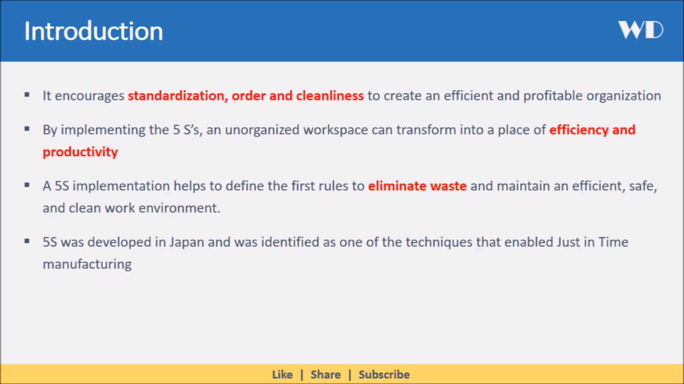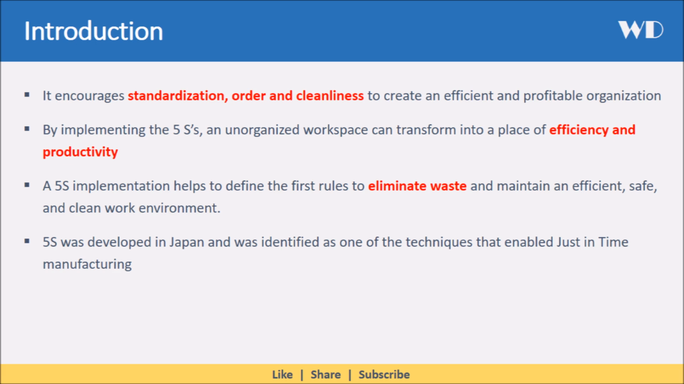5S is one of the first tools that can be applied in a company that is starting down the path of the continuous improvement culture. A 5S implementation helps to define the first rules to eliminate waste and maintain an efficient, safe, and clean work environment. This system focuses on putting everything where it belongs, and keeping the workplace clean, which makes it easier for people to do their jobs, without wasting time or risking injury.